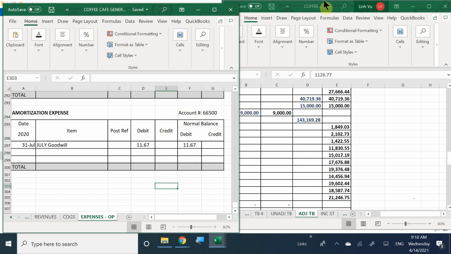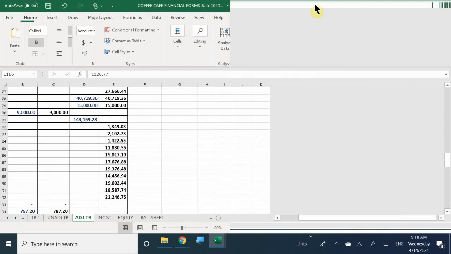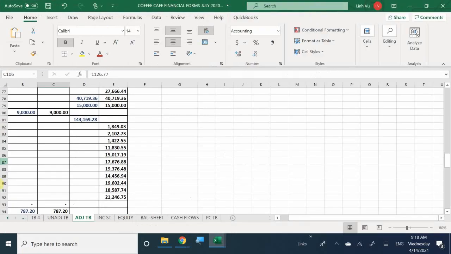Computing the adjusted trial balance should be fairly easy. Once again, as long as you have your work correctly done from transferring from your journal to your ledger, all you need to know is your account balances. That is all you need.